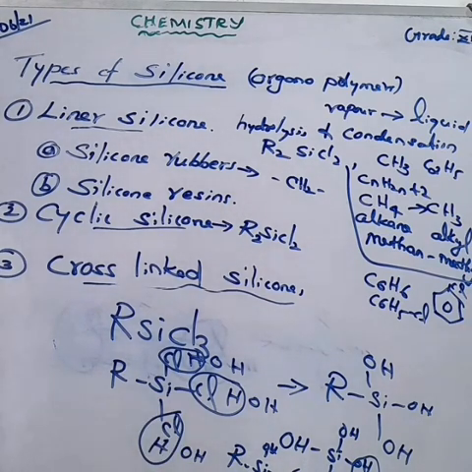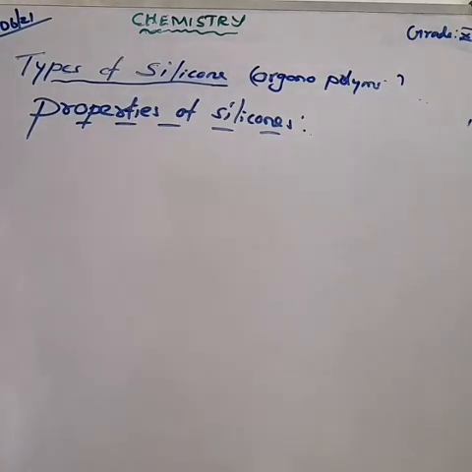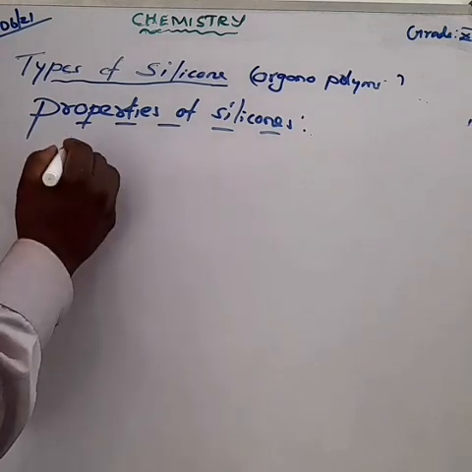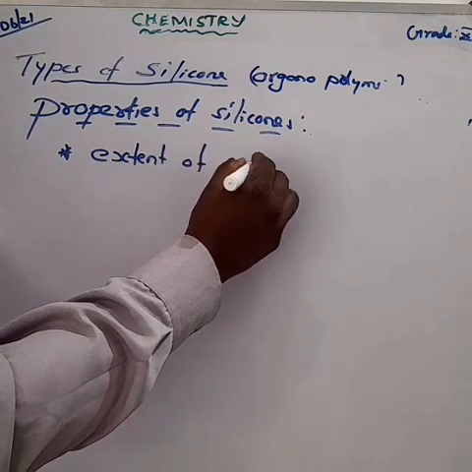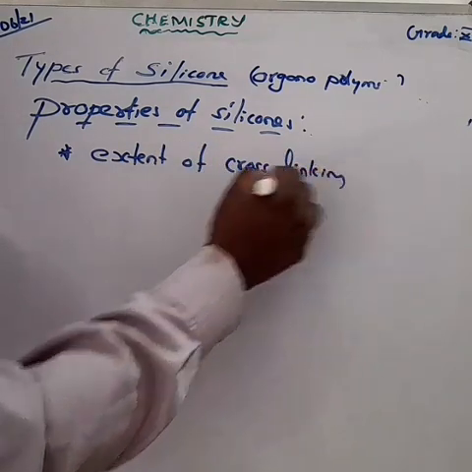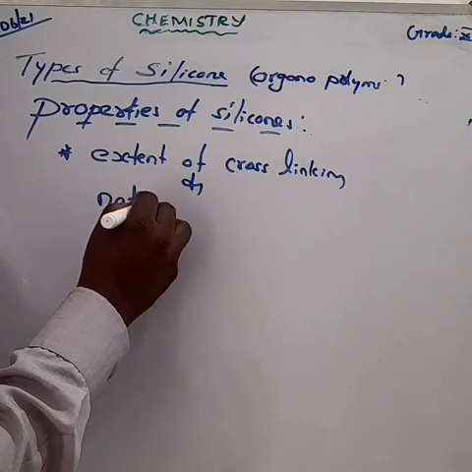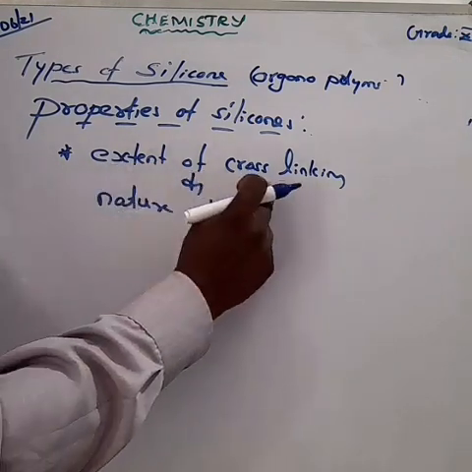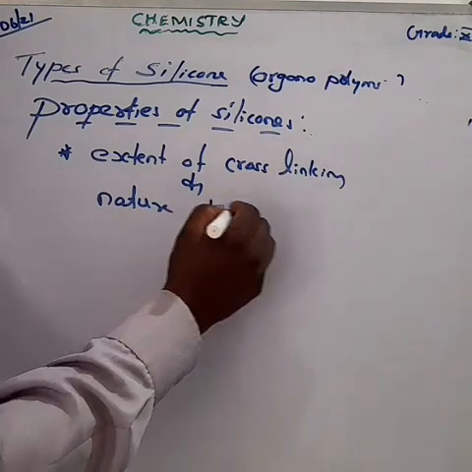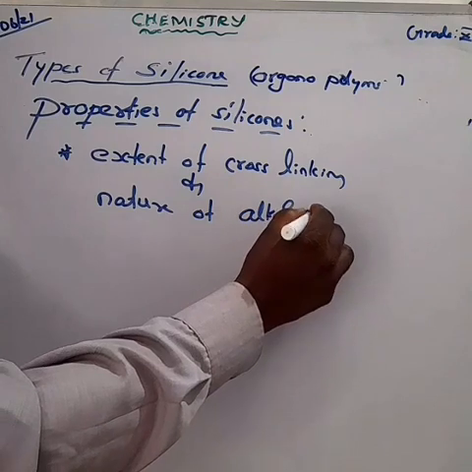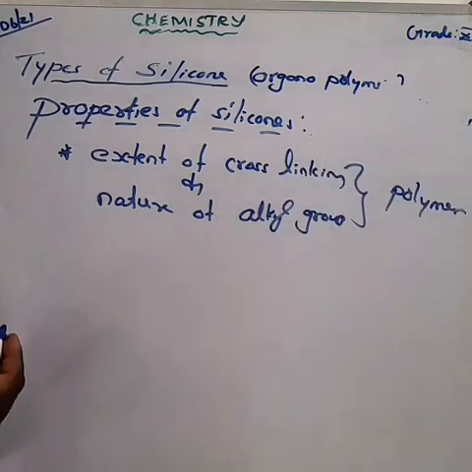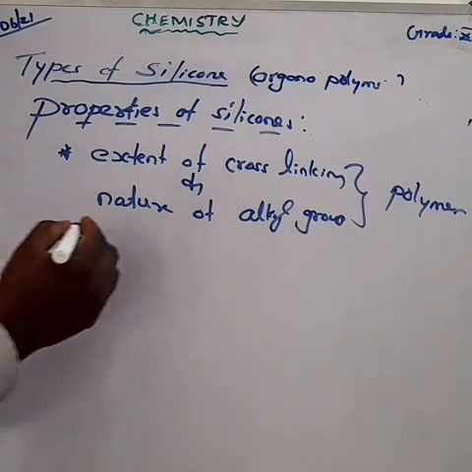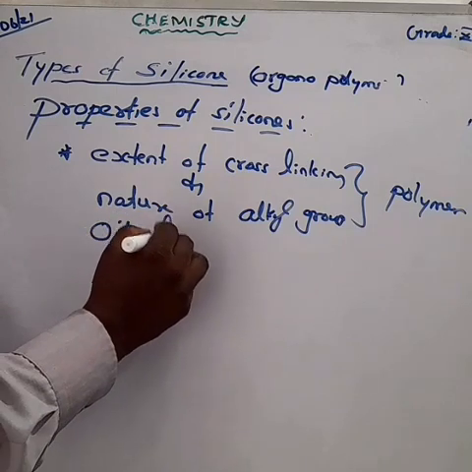Anyhow, these are the types of silicones. Next, we can learn about the properties of silicones. The first point: the extent of cross-linking and the nature of the alkyl group determine the nature of the polymers. These polymers range from oily liquids to rubber-like solids.